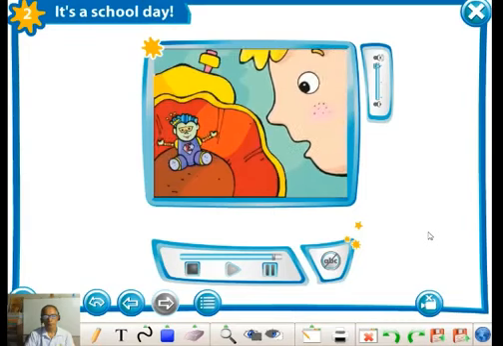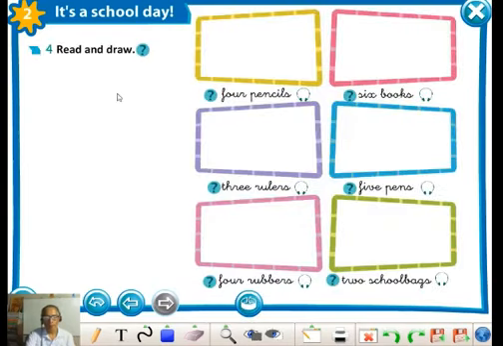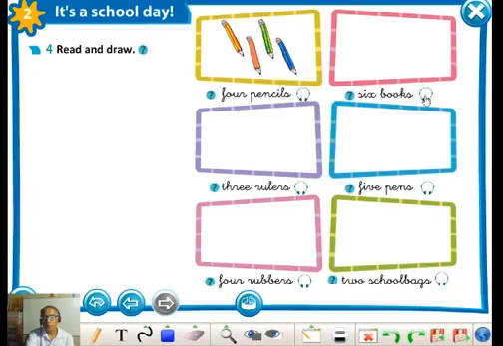Hi, Tom. Oh, extra. Well, in this activity, you have to read and draw. Tienen que leer y dibujar. Por ejemplo, dice... Four pencils. Cuatro lápices. Okay? Six books. Dibujaré.